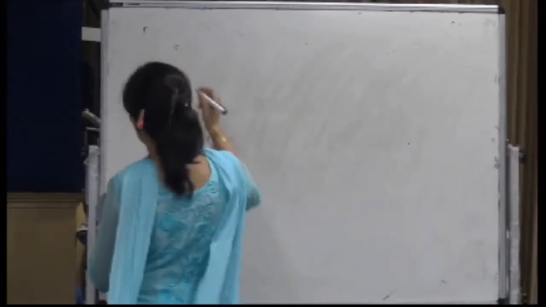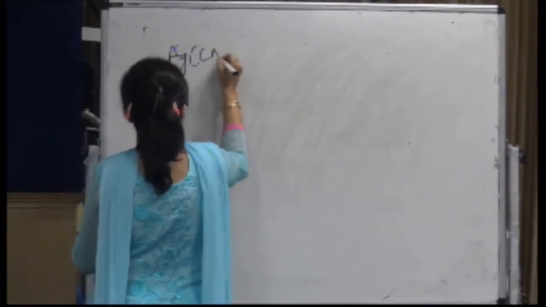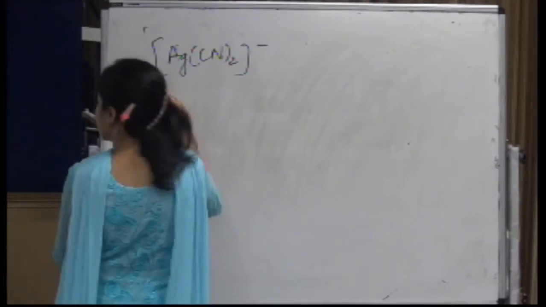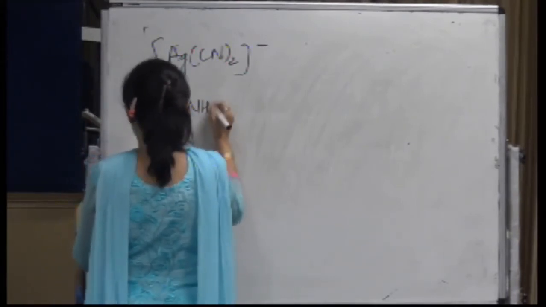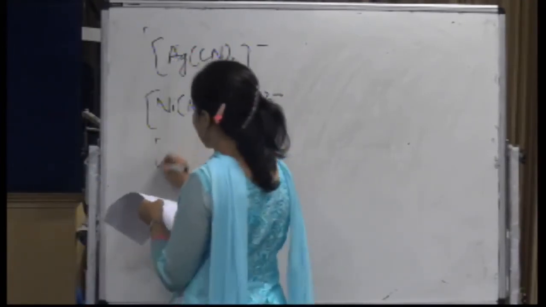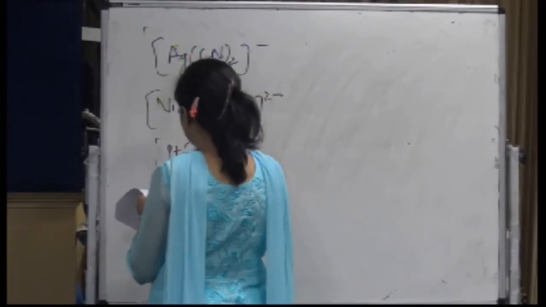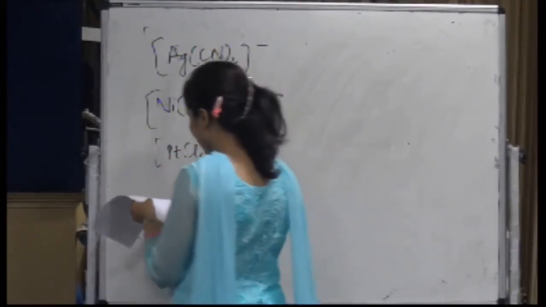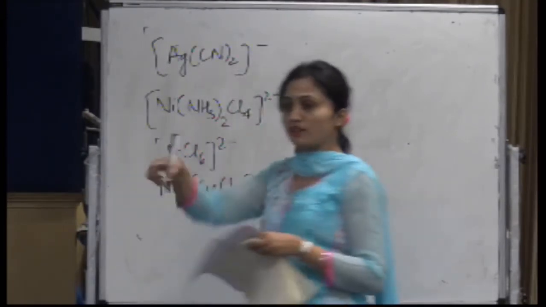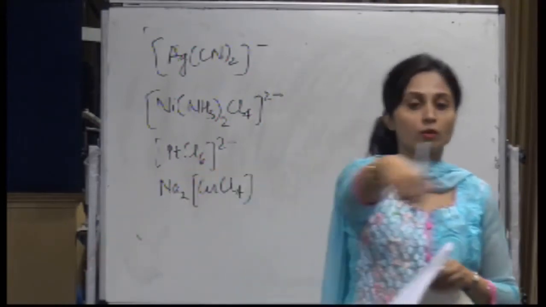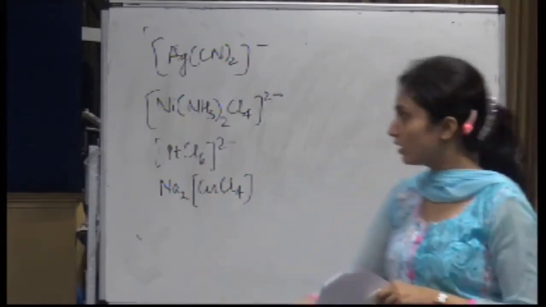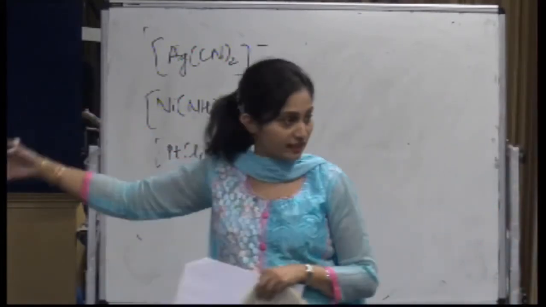The first one is dicyanoargentate(I) ion. So that is [Ag(CN)2]-. It's an ion, alright. The second one is [Ni(NH3)2Cl4]2-, and you have 2 minus. Right, next you have [PtCl6]2-. And the fourth one is Na2[CuCl4]. Look into your partner's notebook to see if they did it correctly. If they could do it correctly, put a wrong wherever it is wrong, and then because you've done it quickly, I think you can take up the next examples also.